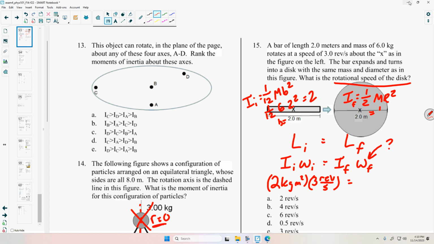One half of the mass, which is 6, times the radius. Be careful, the radius here is half the diameter, so it's 1 meter squared, so that's equal to 3. So I get a 3 for I final, and then omega final. I just solved that for omega final. 6 is equal to 3 omega f. Divide both sides by 3. I get the answer is A2.